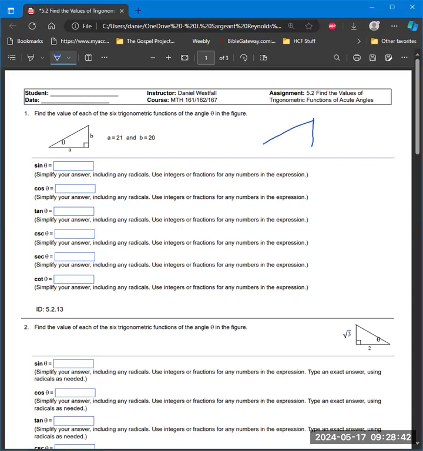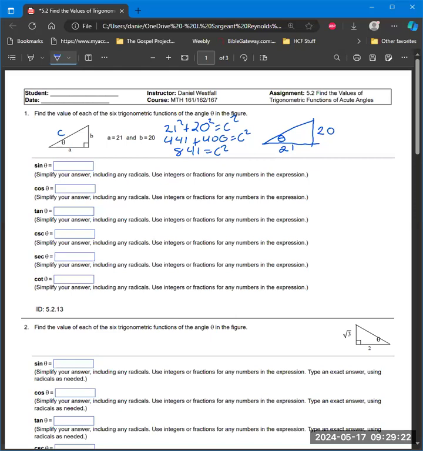They tell us that in our figure here, there's our angle theta. Side A is going to be 21. Side B is going to be 20. A squared plus B squared is going to be C squared. And so this is 441 plus 400, which is C squared. And so that's going to be 841 is C squared.